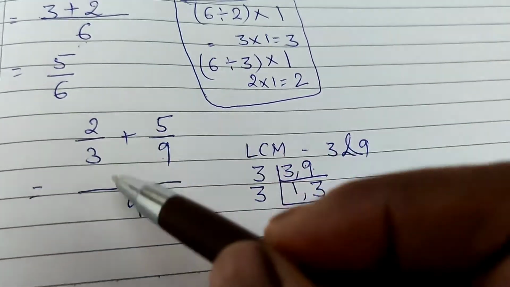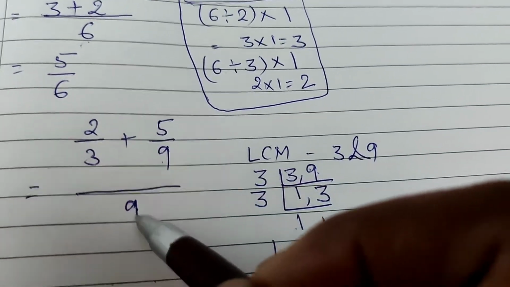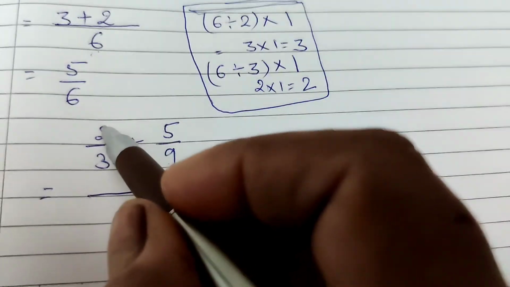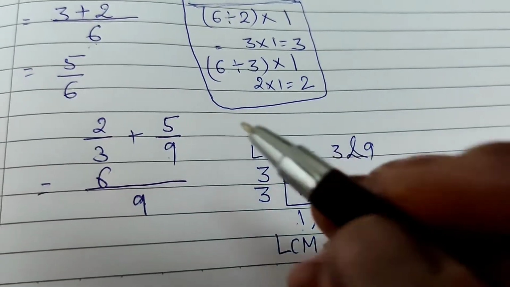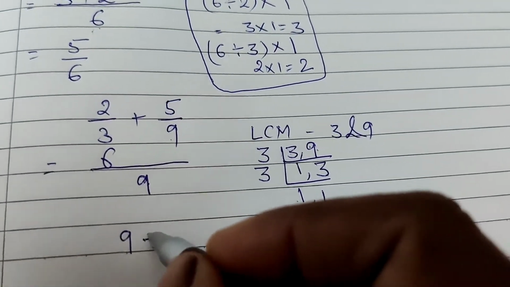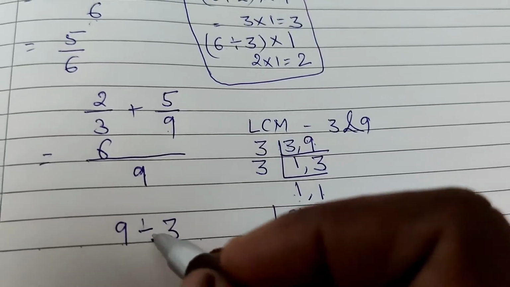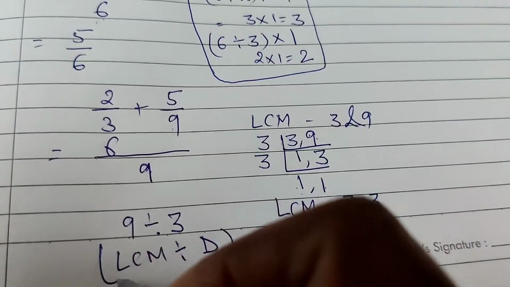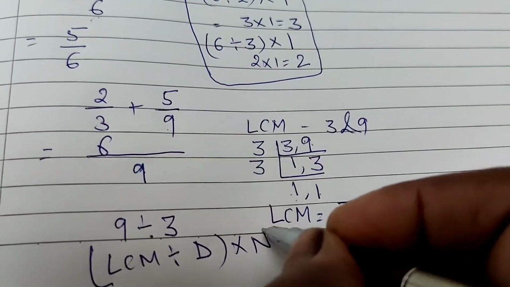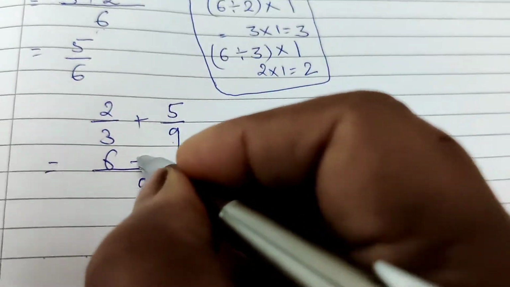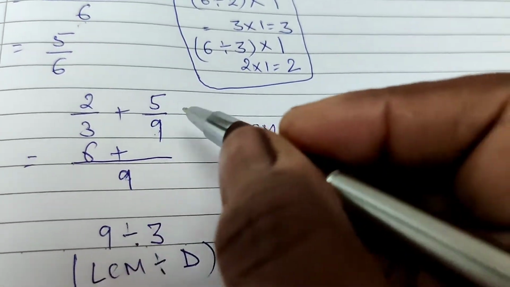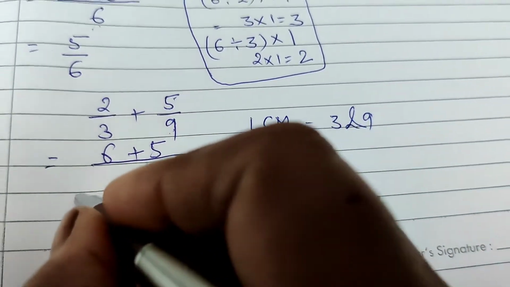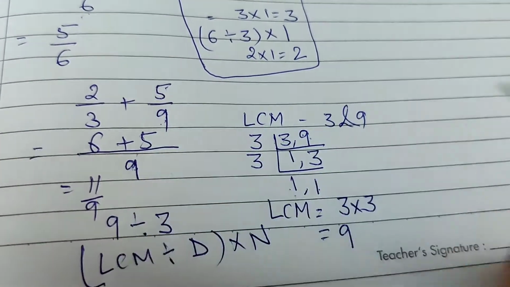Okay. Now divide 9 by 3. 9 divided by 3 you get 3. 3 threes are 9. Then 3 into 2, 6. Simple. What have I done? 9 divided by the denominator 3. It means LCM divided by denominator. Whatever you get, multiply into the numerator. Okay. Plus 9 divided by 9 is 1. 1 into 5, 5. And the answer is 11 by 9.